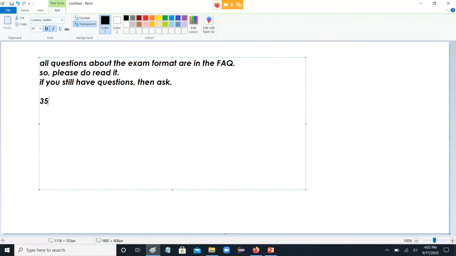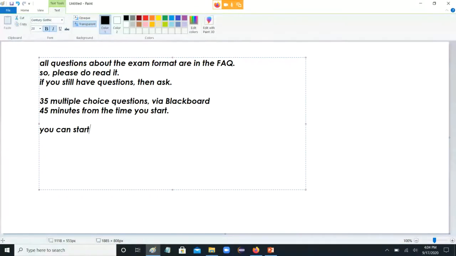The format will be 35 multiple choice questions via Blackboard. I'll post some screenshots eventually of how that's going to look, but it's pretty easy. You get 45 minutes from the time you start. You can start between 10 and 10:10 a.m. or between 8 and 8:10 p.m., and then you get 45 minutes from there.